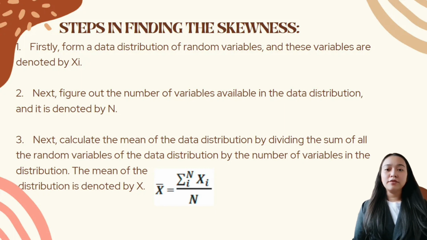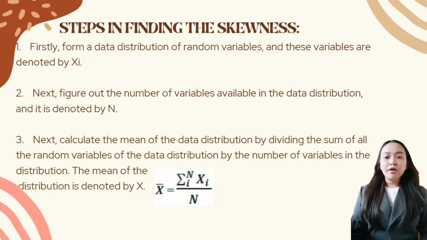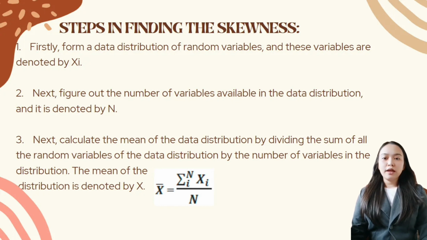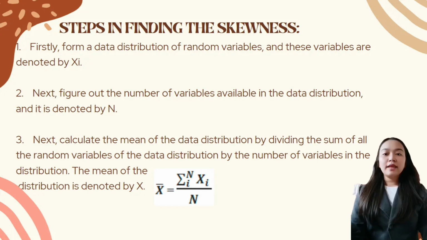Here are the steps in finding the skewness. Firstly, form a data distribution of random variables, denoted by xi. Next, figure out the number of variables available in the data distribution, denoted by n. Next, calculate the mean of the data distribution by dividing the sum of all the random variables of the data distribution by the number of variables in the distribution. The mean of the distribution is denoted by x bar.